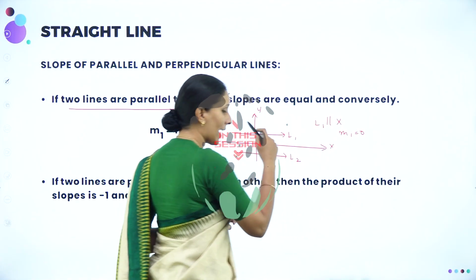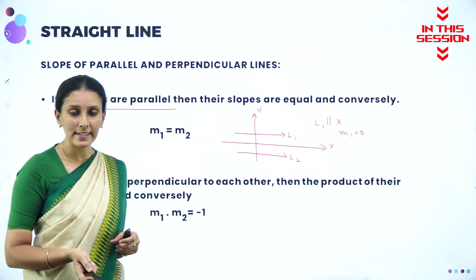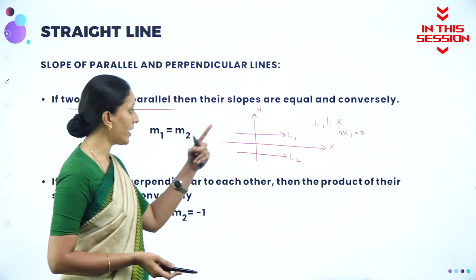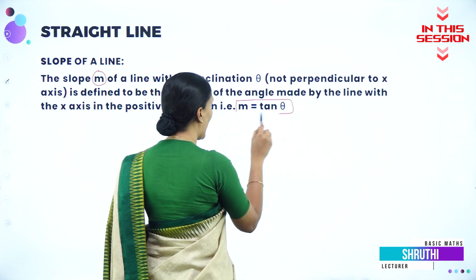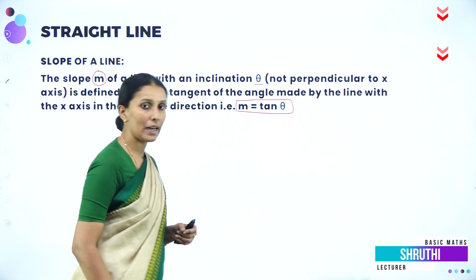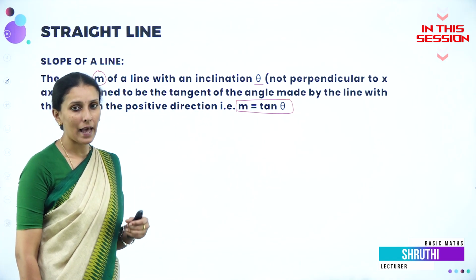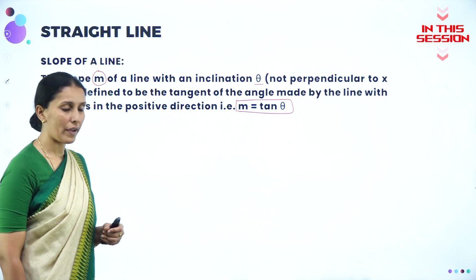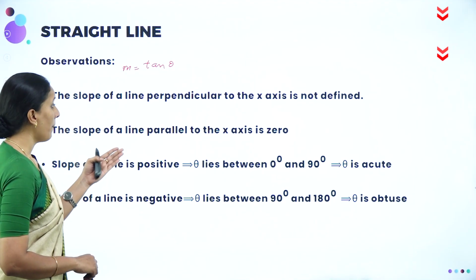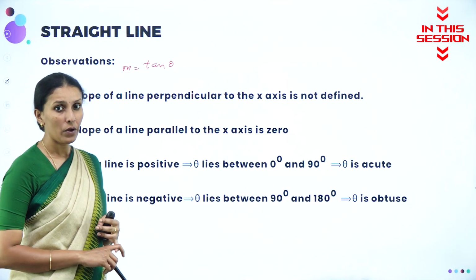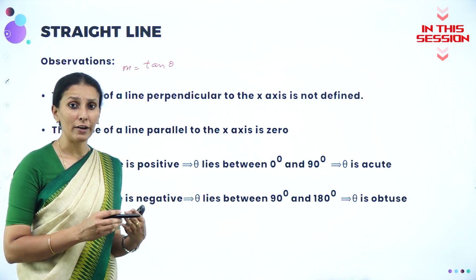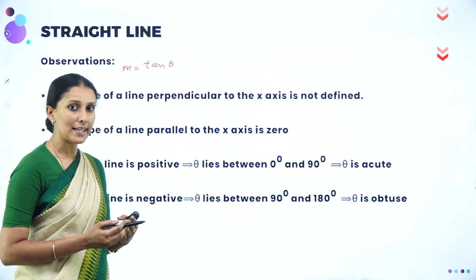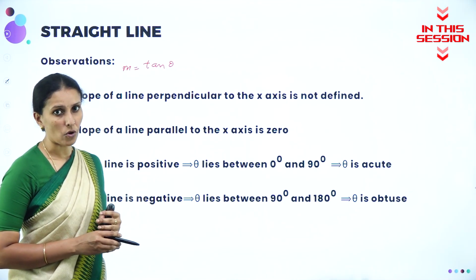A line parallel to the x-axis will not intersect the x-axis. The angle between them is 0, and hence the slope is also 0. The slope is given by m is equal to tan theta, where theta is the inclination of a straight line, the angle made along the positive direction of the x-axis. The slope of a line parallel to the x-axis is 0. Why? Because parallel lines never touch the x-axis, and therefore there is no inclination, hence the angle is 0. That's why the slope is also 0.